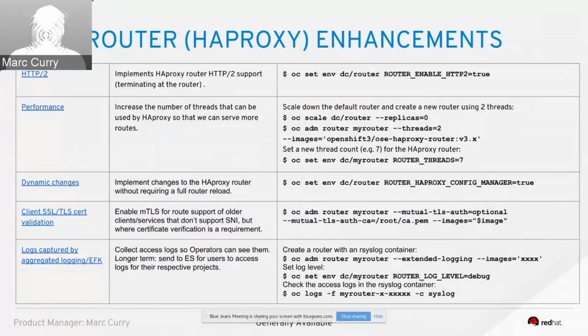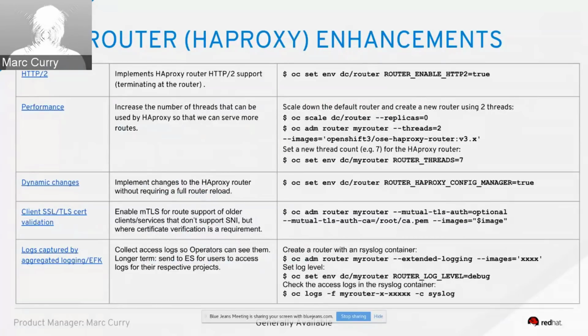On the performance front, you can now increase the number of threads for HAProxy so that your deployments can serve more routes, for example. So this ends up resulting in better overall performance for our research than increasing the number of cores. Dynamic changes. In our latest HAProxy 1.8 version, there are more options for improved handling of our configuration changes. So the goal here is to minimize the impact and the need for having to do a full router reload whenever routes or endpoints change.